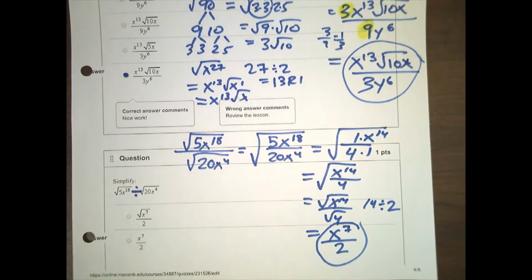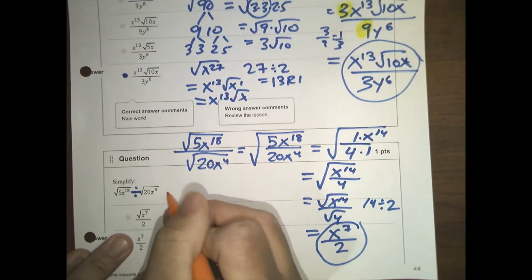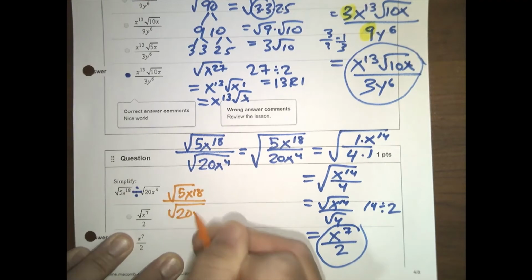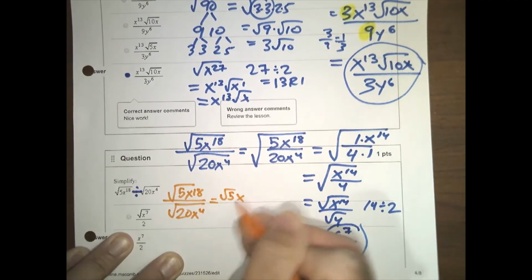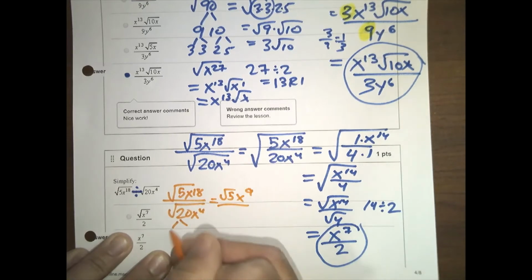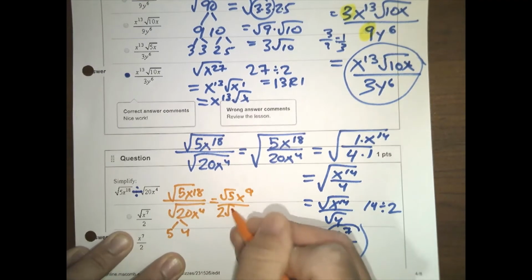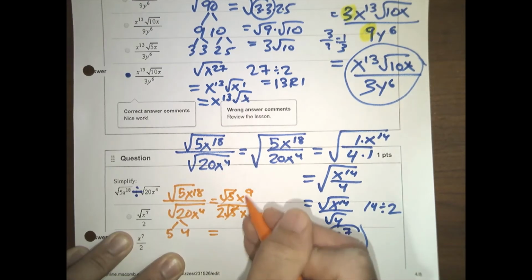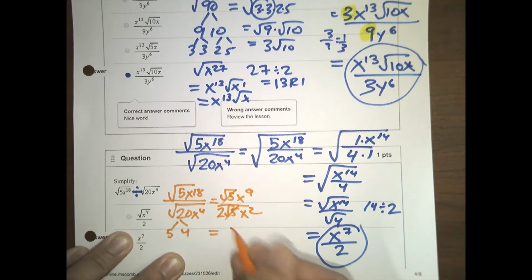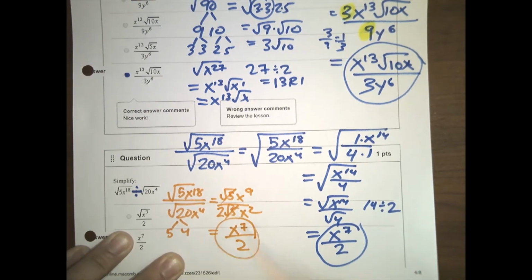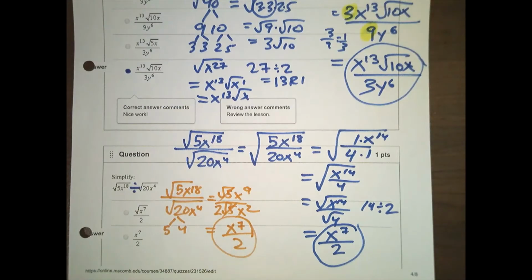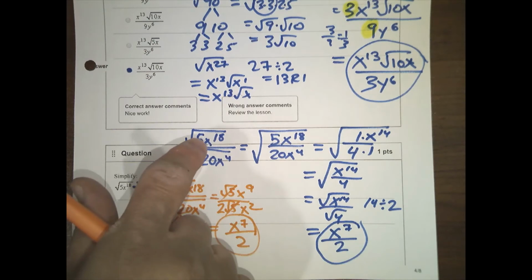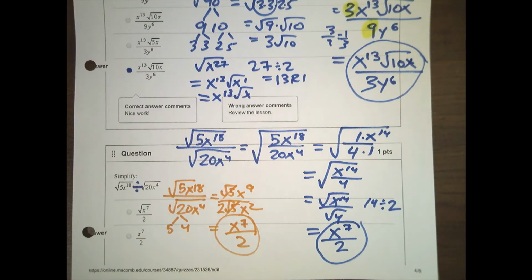If, for some reason, you did not do that, then let's say you had the square root of 5x to the 18th over the square root of 20x to the 4th. Well, I know that's the square root of 5x to the 9th over, and then that would be 5 times 4, so it would actually be 2 square root of 5x to the 2nd, and then the square root of 5's divide out, so then I have x to the 9th over x to the 2nd is x to the 7th, so I have x to the 7th over 2 still. All right, so I don't know if you think that is easier, but I saw the other method first because I noticed that the 5 went into 20.